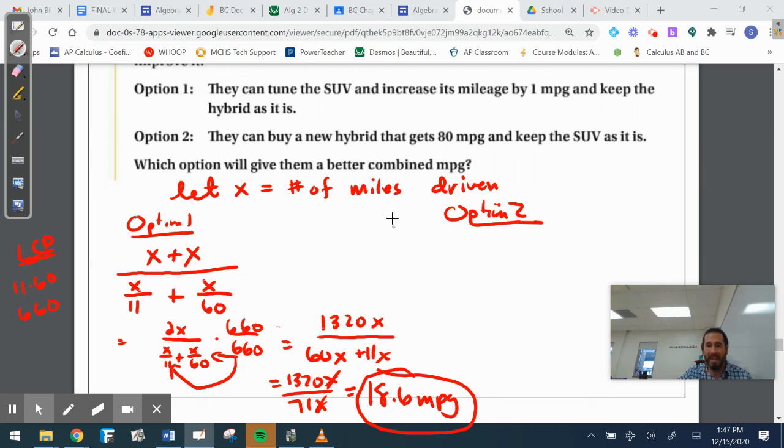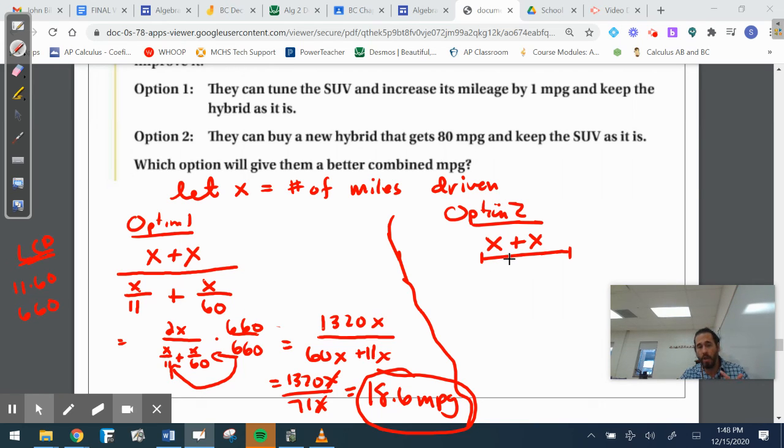Well, I don't know about you, but option two, going to 80 miles per gallon, would that be better? What do you guys think at home? Well, let's check it out. Wife drives X, I drive X. On top is miles, that's how we get miles per gallon. Gallons has got to go on the bottom.